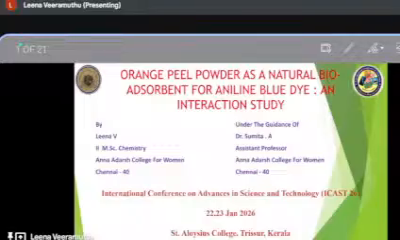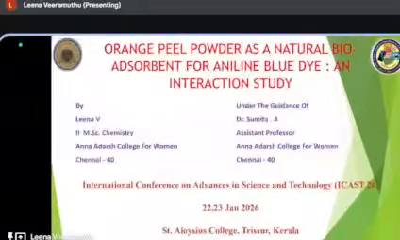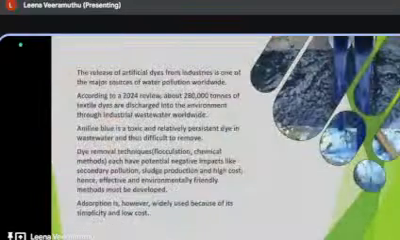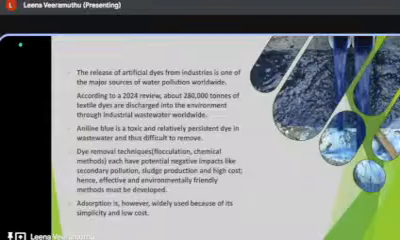Today, I'm going to present my work titled Orange Peel Powder as a Natural Bioadsorbent for Aniline Blue Dye and Interaction Study. To begin with, water pollution caused by industrial dyes has become a serious global environmental issue. According to recent studies, more than 280,000 tons of dyes are discharged into water bodies every year, mainly from industrial activities.